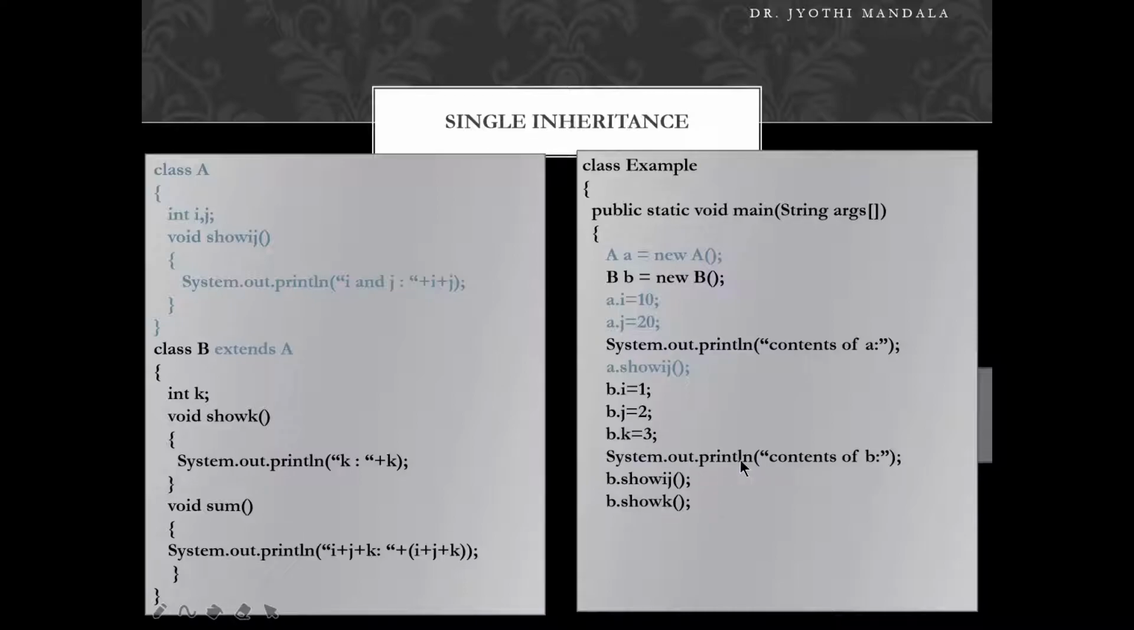Now we are displaying the contents of B by simply calling the show ij method. You can observe here that I am calling the show ij method by using the B object, where show ij is defined in class A, but there is no problem here. Why? Because B is extending class A. So we can call b.show ij, and we can call b.show k also.